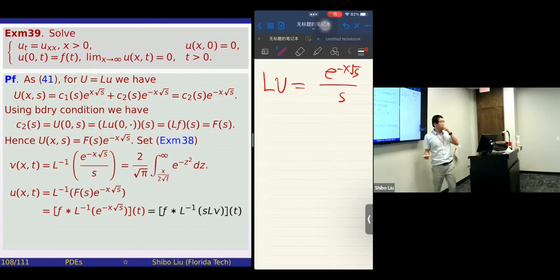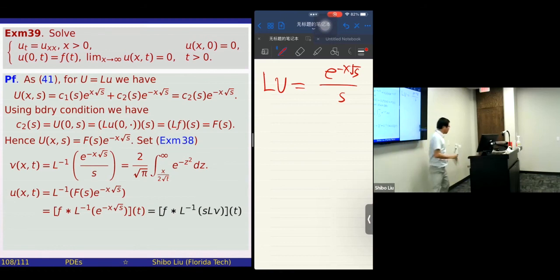Difficult or confused? You see, this is our V. V is the Laplace inverse transform of this fraction. Therefore, applying L to both sides, the left-hand side is L V. On the right-hand side, L and L inverse cancel. Therefore, you only have this.